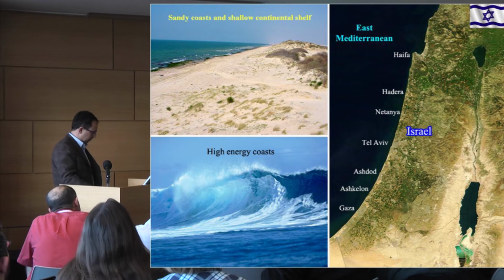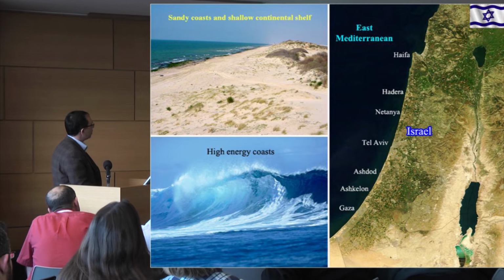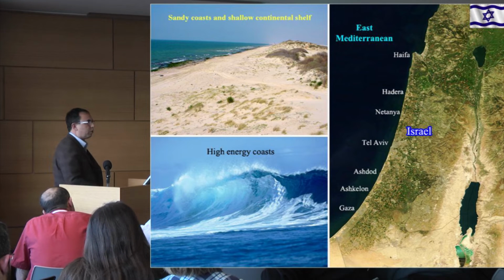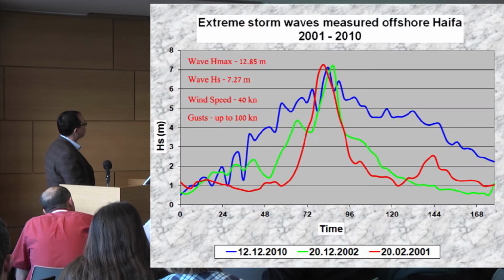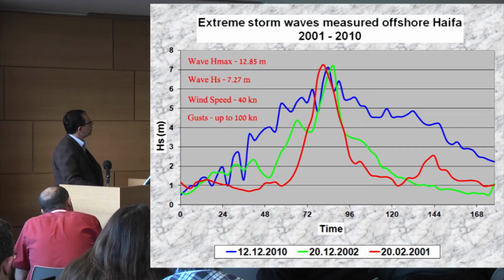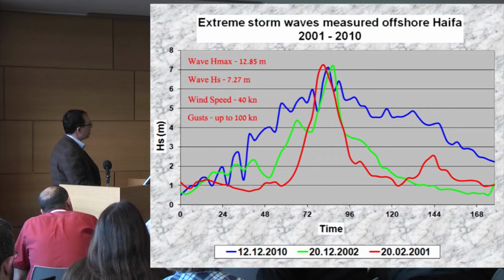Two main characteristics. One, the coast and the shelf are very shallow and smooth. And it's a high energy coast. It means we have strong waves and currents that move the sand along the coast. Just for example, in the last 10 years, the Israeli coast was hit by 3 major storms. You see the storms were maximum above 12 meters. It's not regular in the Mediterranean, but along the Israeli coast, it happened many times during the last century.